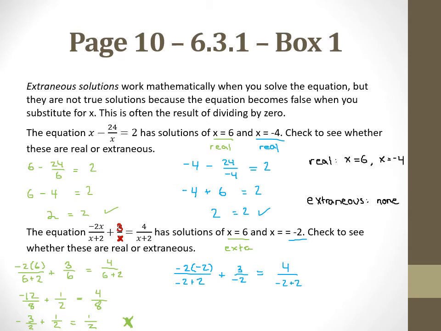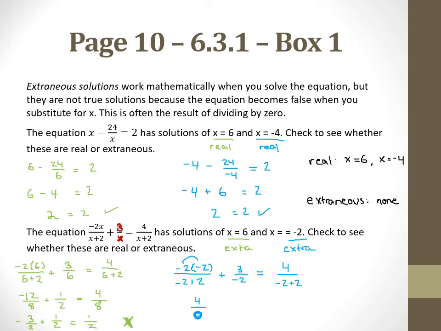So as I go along and I'm simplifying this, negative 2 times negative 2 will become positive 4. Negative 2 plus 2 is 0. Oopsies. 4 over 0 is not a real number. That is an undefined value. So as soon as you're going along, if you see that you end up dividing by 0, that tells you immediately that this is an extraneous solution.